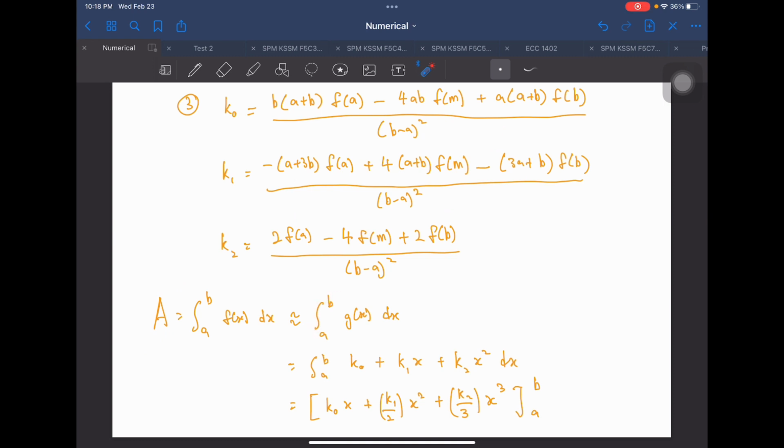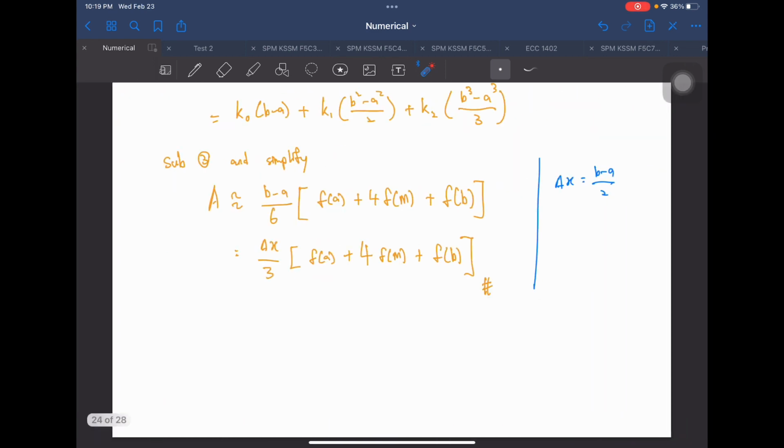What we are going to find is the approximate area of f(x). This is the area under the curve of g(x), where g(x) is given by this. So you do the integration with respect to g(x). You get this, with the limits a to b. You just substitute a to b inside and simplify. What you got is this.